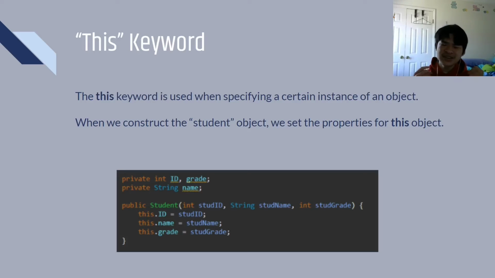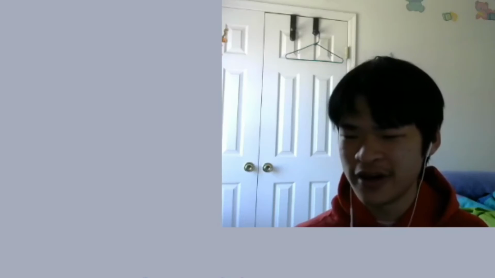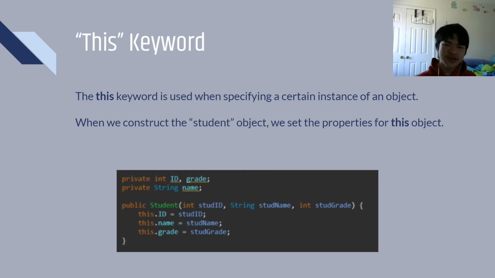Now, lastly, we have the this keyword. The this keyword is actually used when specifying a certain instance of the object. So if you need a refresher on what an instance of an object is, I recommend you go check out the last episode. But to summarize a little bit, an instance is basically one of the objects. It's one object. So when we construct a student object, we set the properties for this certain object.